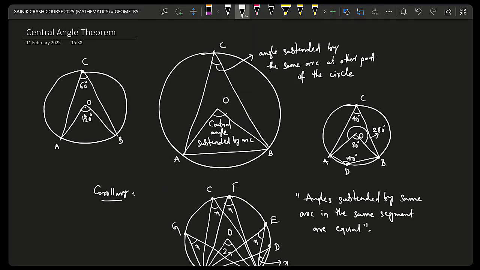And that 60 degrees will be common wherever you put point C. If you put point C here also it's going to be 60 degrees. Here also it's going to be 60 degrees. Everywhere it's going to be 60 degrees on the same part of the circle. That means angles in the same segment are equal and the central angle is twice that angle. Both are true. Sir, why, sir?